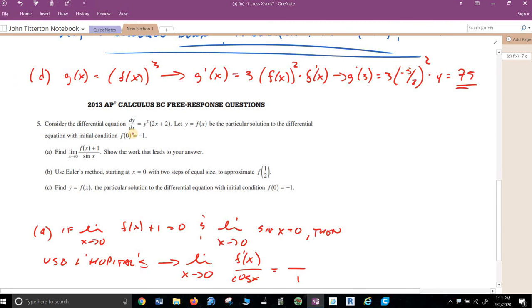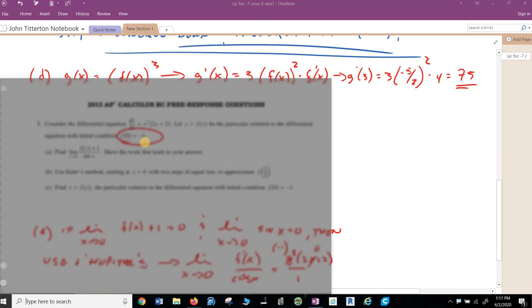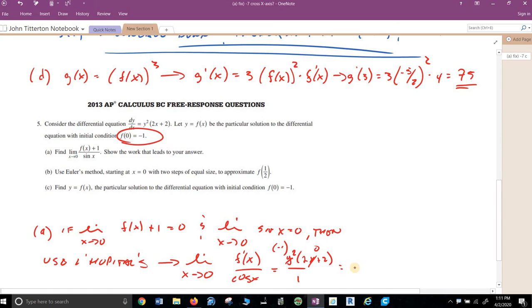Cool. So dy/dx is y squared times 2x plus 2. But we can plug in 0 here, and we can plug in negative 1 there because of this information here. So blast it out, and you should get 2.